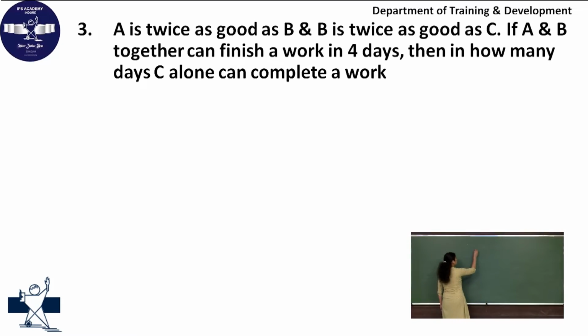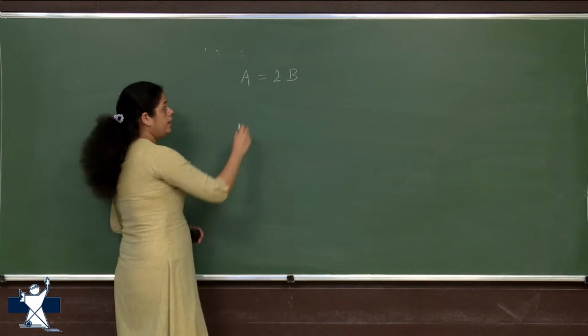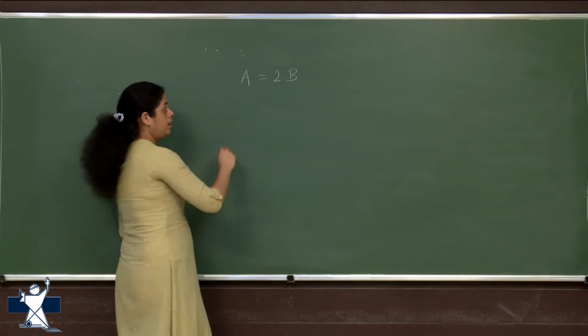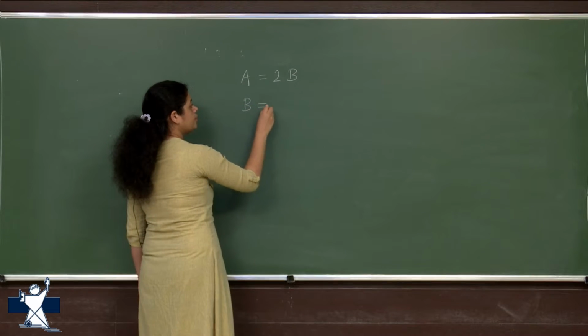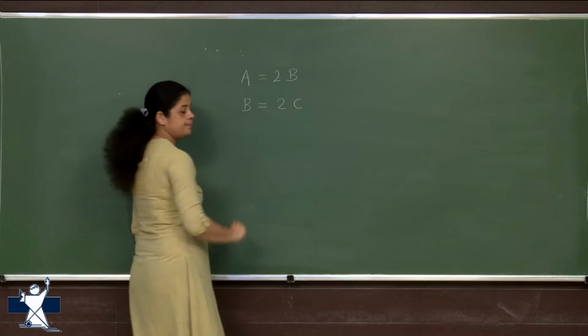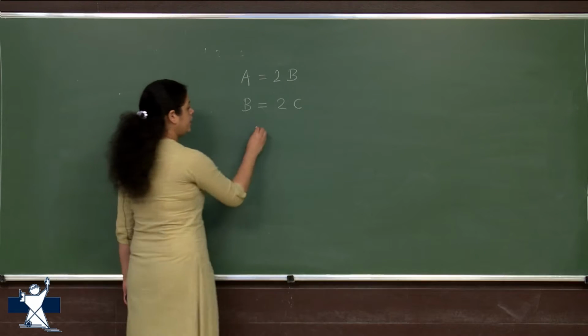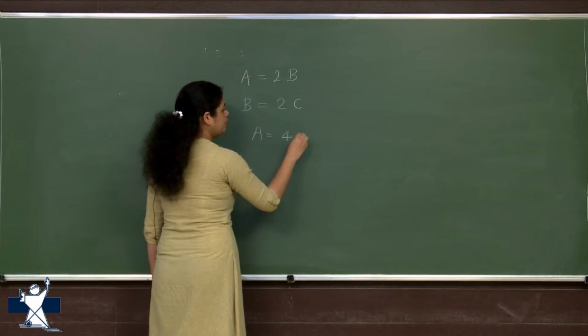Okay, so A is twice as good as B and B is twice as good as C. All right, that means what will be the relation between A and C? It will be 4C.